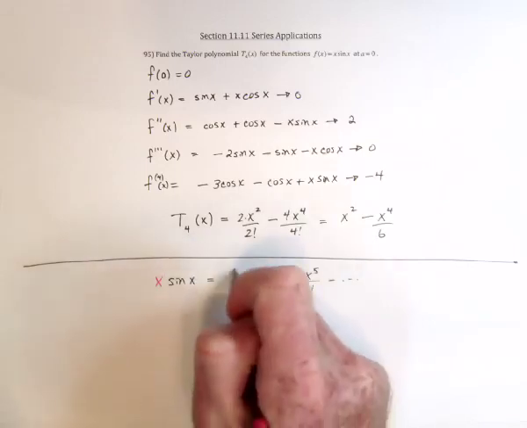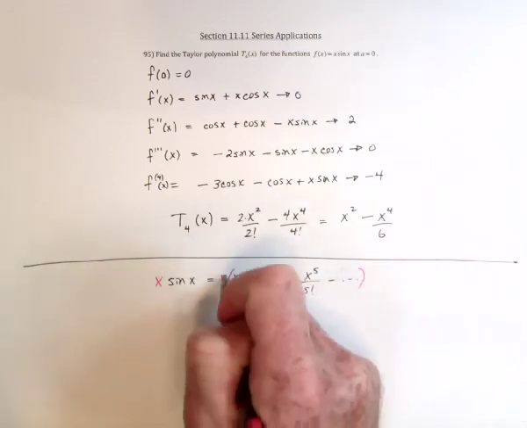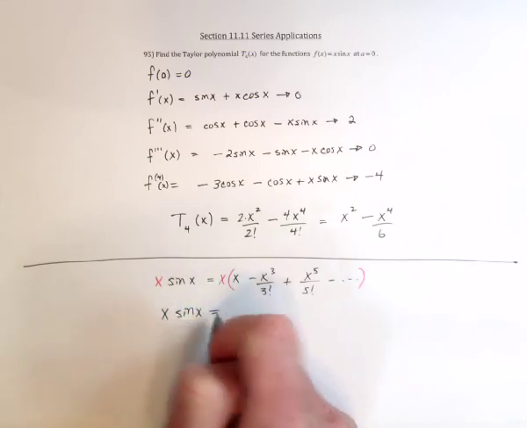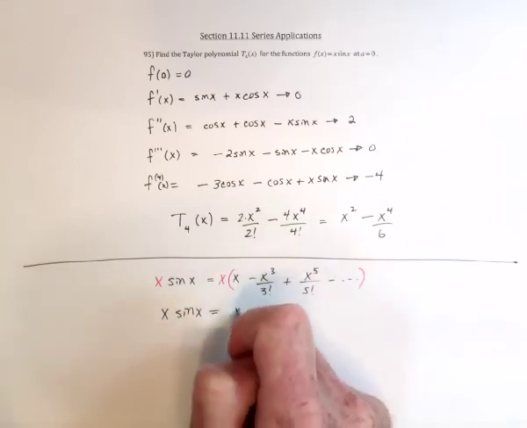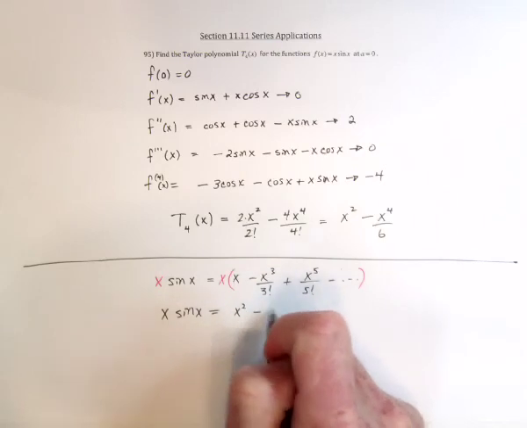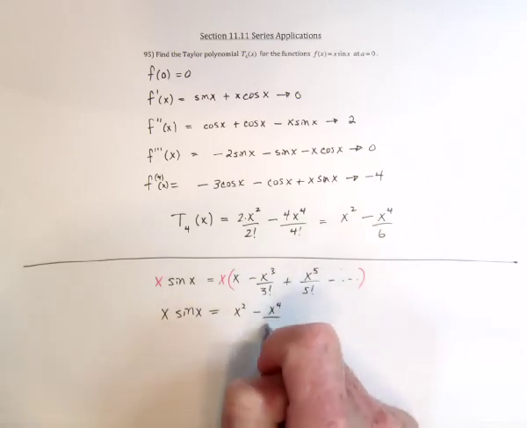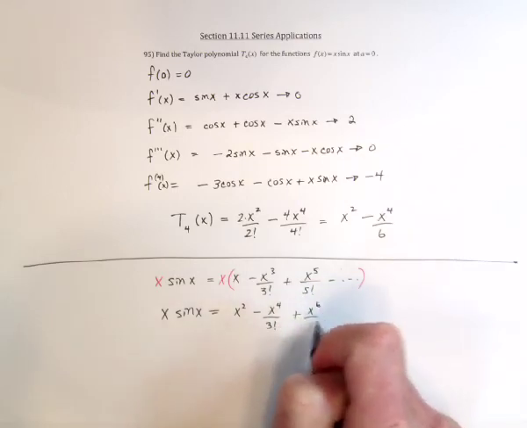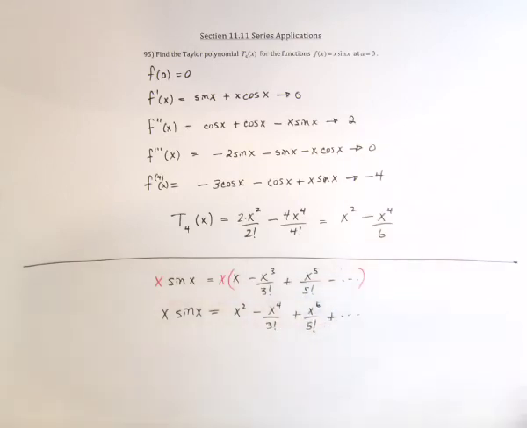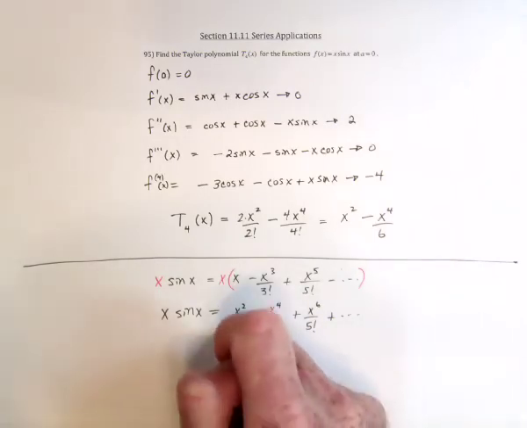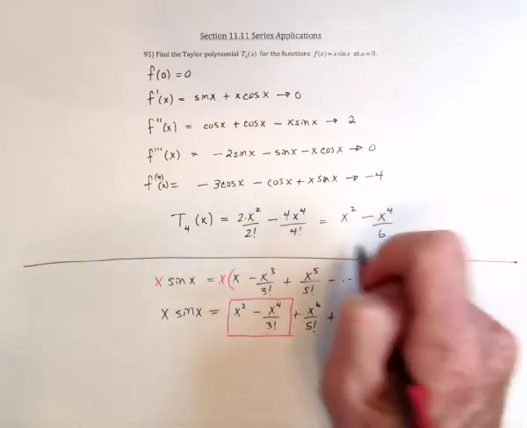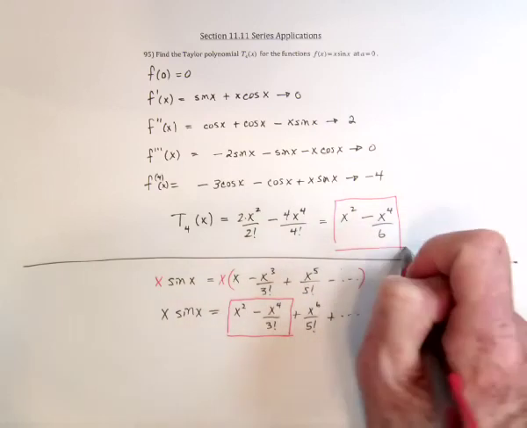So then x sine of x can be represented by the series that goes x squared minus x to the 4th over 3 factorial plus x to the 6th over 5 factorial, etc. And then if we're talking about the 4th degree Taylor polynomial, then that is that, which is exactly what we got. Yay for us.